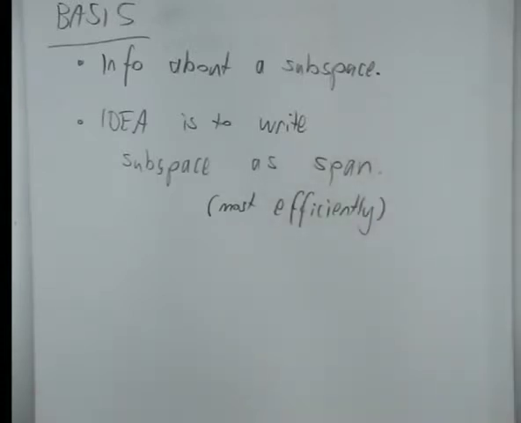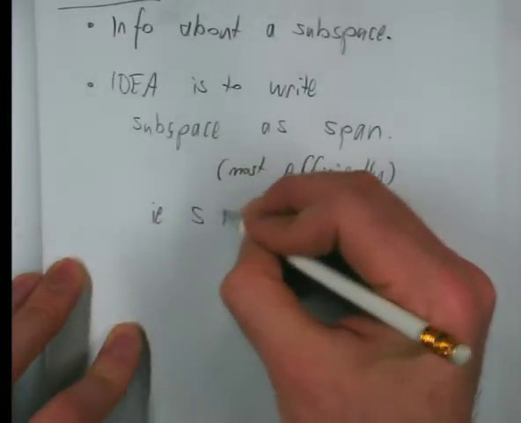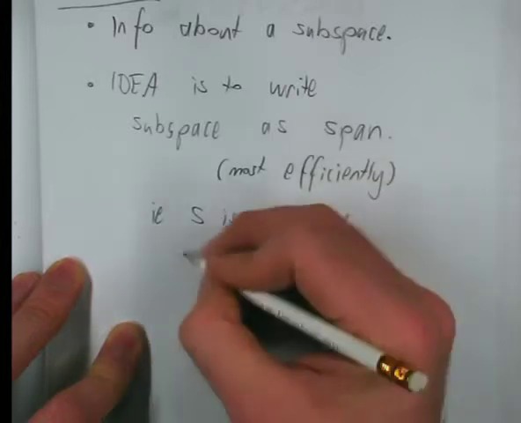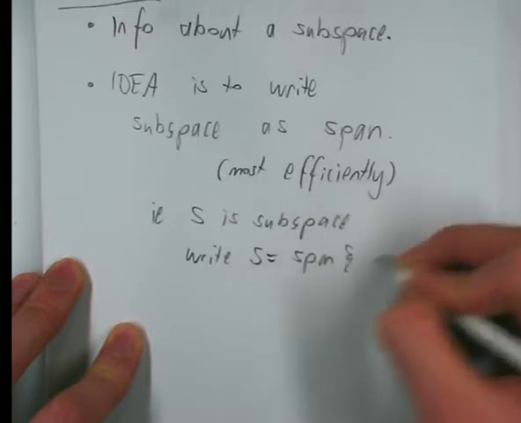But the key point is, the most efficient way we'll deal with later, the key point is we want to write it as the span of something. And the something that you span is the basis. So the idea is that if S is a subspace, we write S equals the span of some vectors.